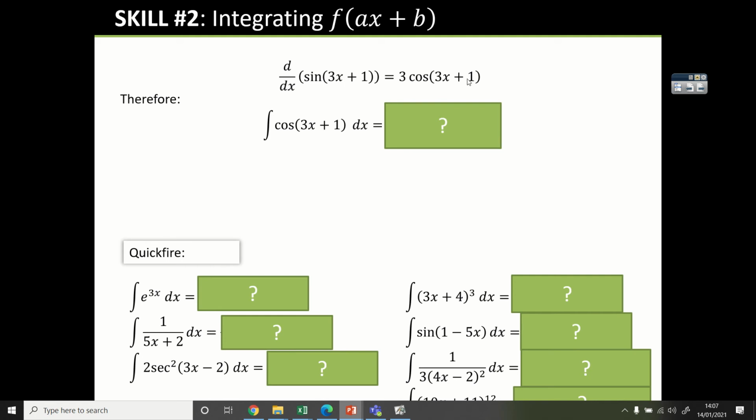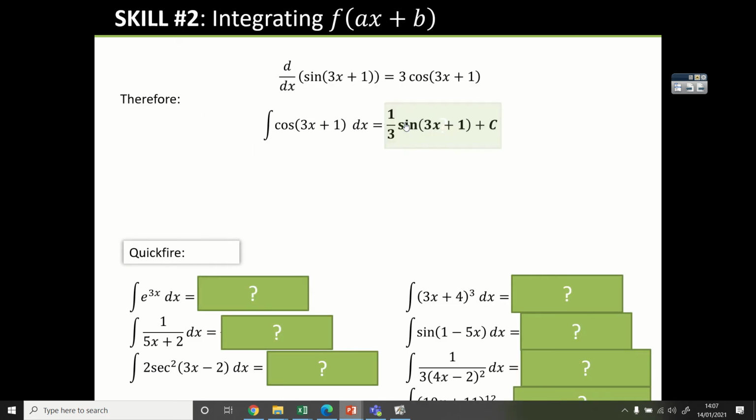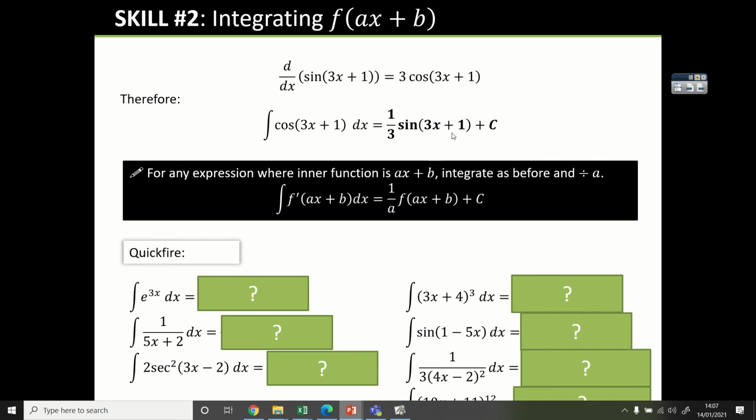But this here is 3 times as big as what I want to get, which is 1 cos of 3x plus 1. So in order to account for that, we're going to divide this by 3. So the antiderivative is actually 1/3 sine 3x plus 1, plus c.